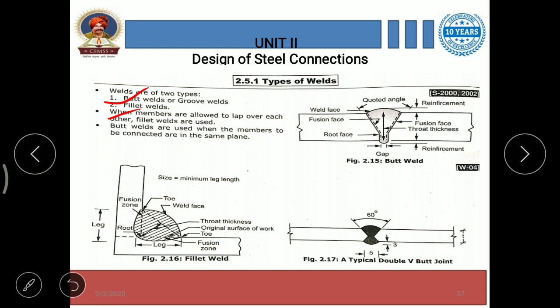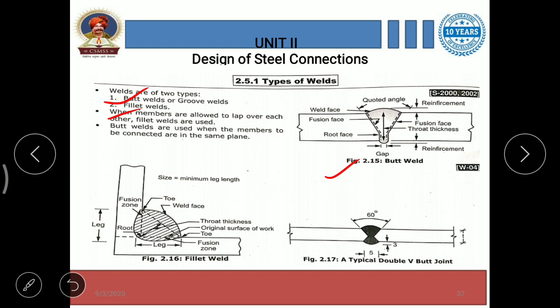And butt welds are used when the members to be connected are in the same plane. In the same plane means when the faces of two members are connected to each other, that makes a butt weld. In the first diagram, figure 2.15, a butt weld is shown. Here the important terms about butt weld are mentioned.